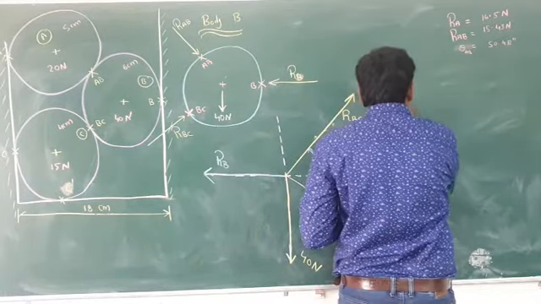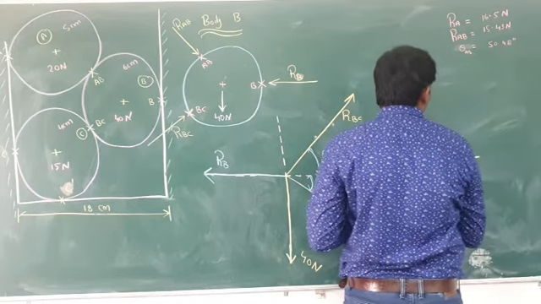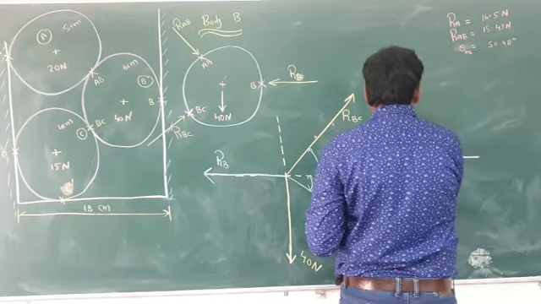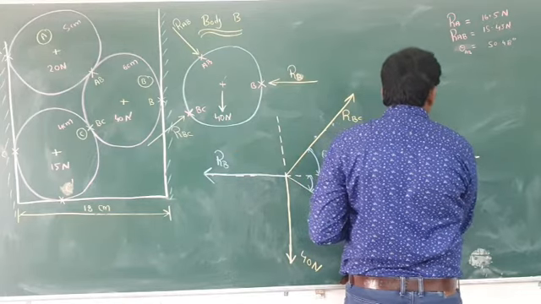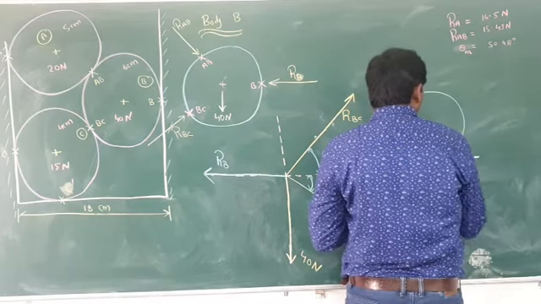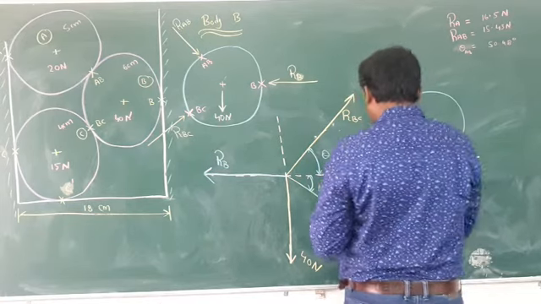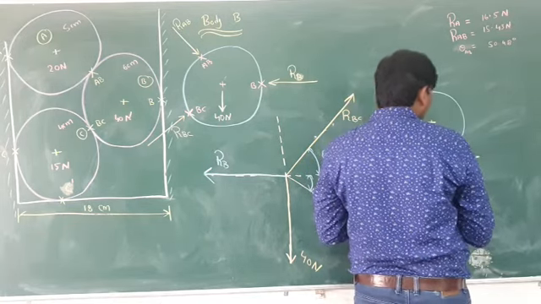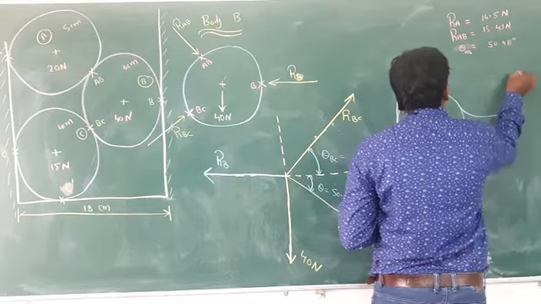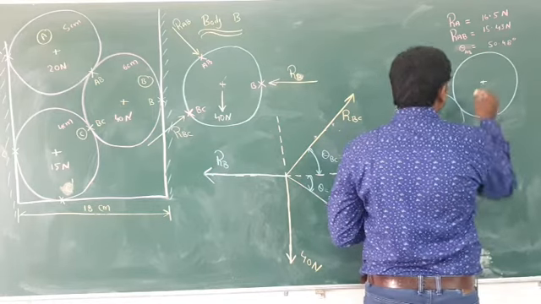This is my vertical line, and this one is my horizontal line. First we have to draw sphere C. So this is my sphere C, and this one is the center. And next, after that, sphere B. Somewhere here is sphere B, and this one is your center.